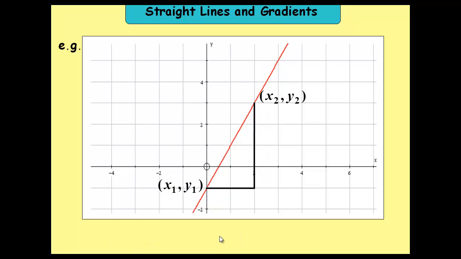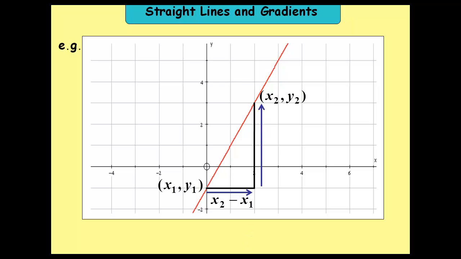Okay, let's think what that means in general terms. Well, again, like we did in the previous lesson, we call the first point x1, y1, and the second point x2, y2. So how much we go across is x2 minus x1. Well, this x value here minus the x value there.